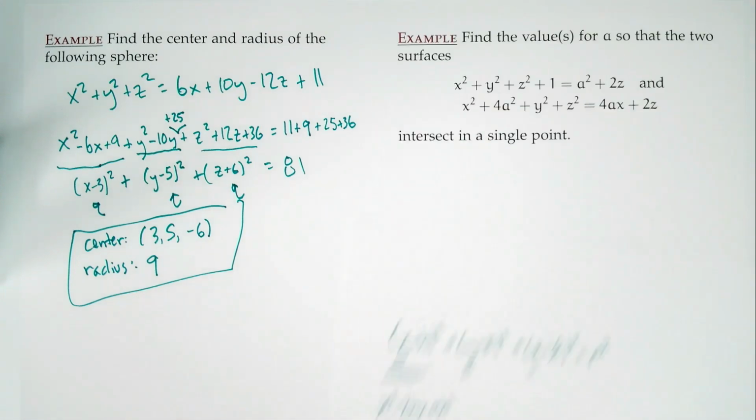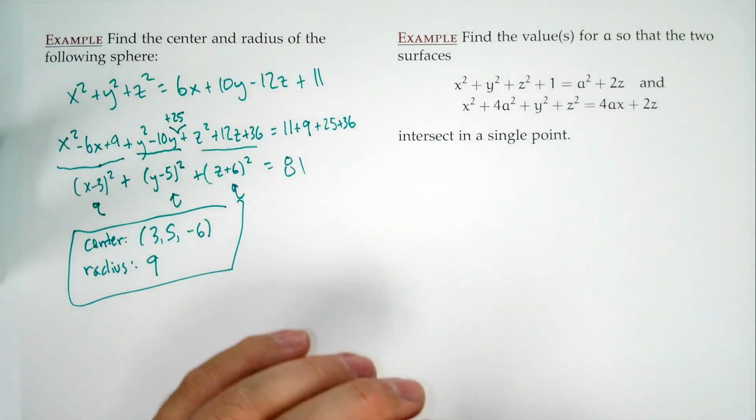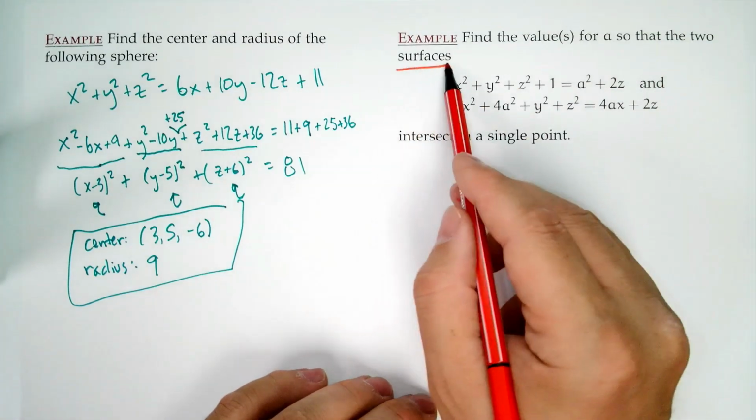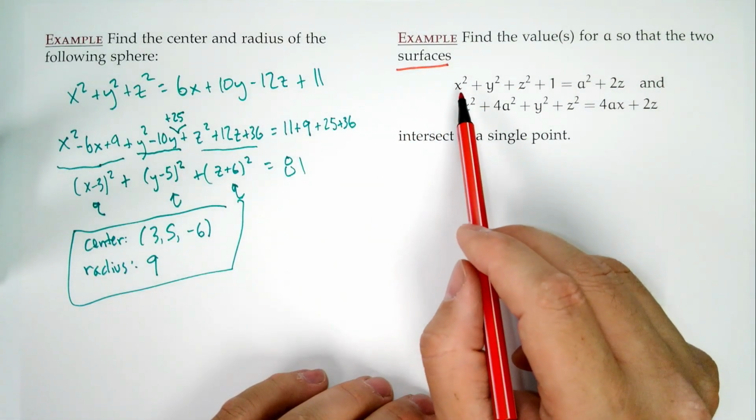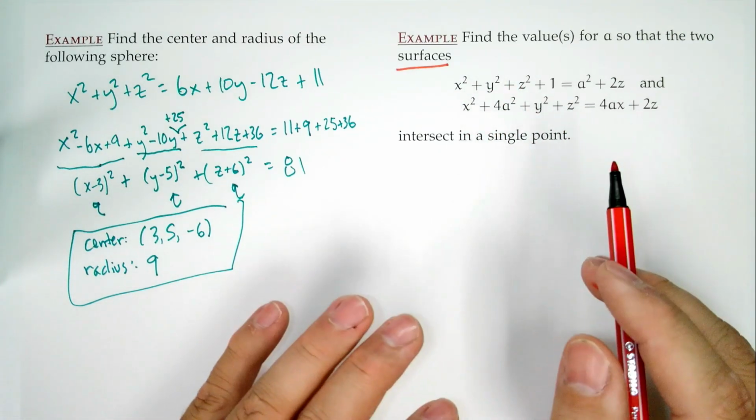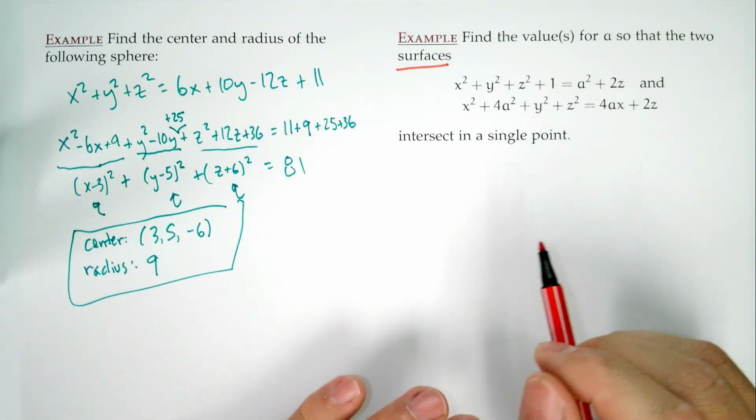Very different flavor. Find the values for a so that the two surfaces, x squared plus y squared plus z squared plus 1 is equal to a squared plus 2z, and x squared plus 4a squared plus y squared plus z squared equals 4ax plus 2z, intersect in one point, one single point. Well, they use the word surfaces, but we know what the surfaces are because we see x squared plus y squared plus z squared. So these are spheres.